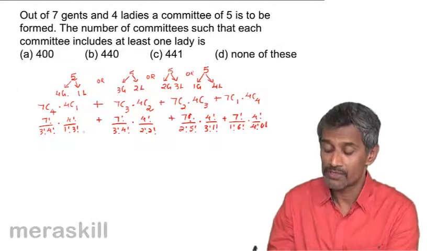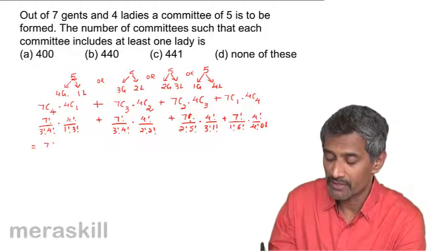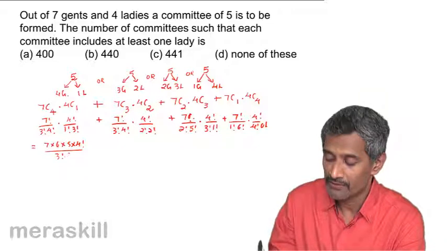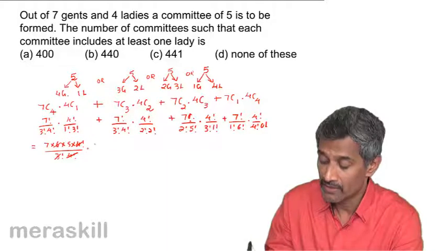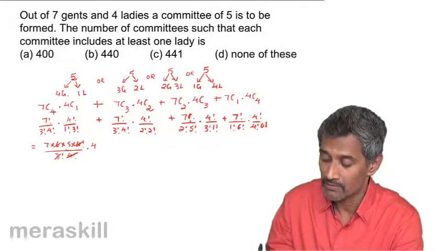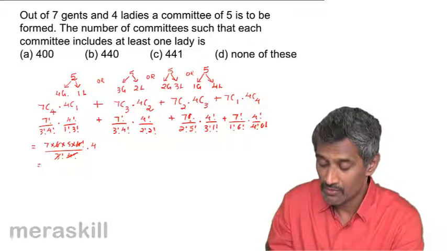On this we need to simplify, and this will work out to be 7 into 6 into 5 into 4 factorial upon 3 factorial into 4, which will turn out to be 4. This will get cancelled with this, and this will turn out to be just 4. And this will turn out to be 7 into 5, 35 into 4, 140.